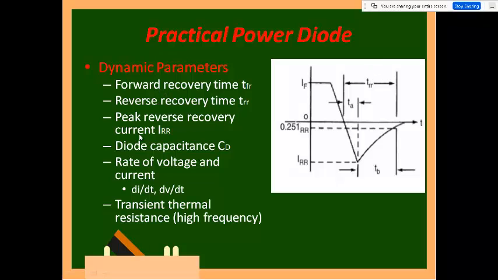Then peak reverse recovery current is the maximum current flowing in the opposite direction. That should not flow, but it is flowing in the opposite direction, and its magnitude we call I suffix RR.